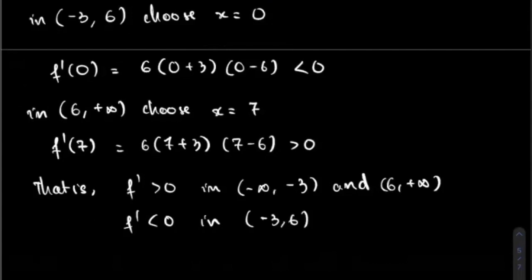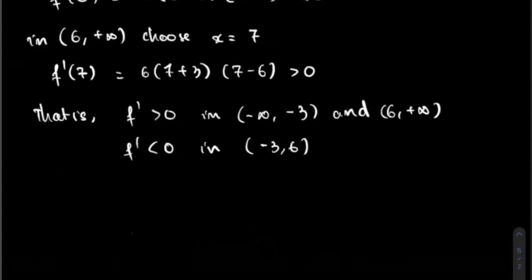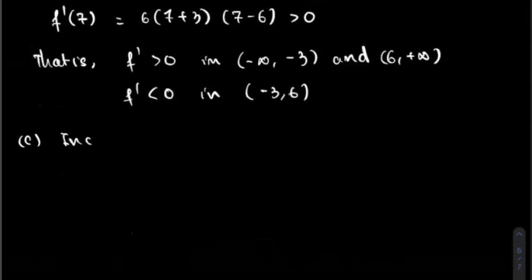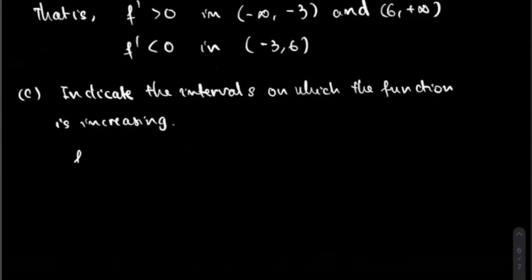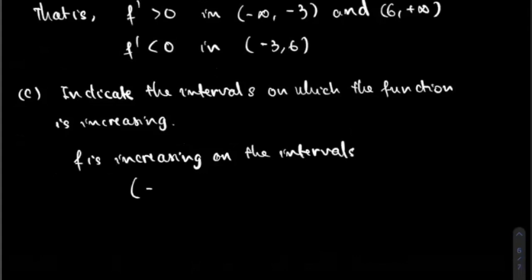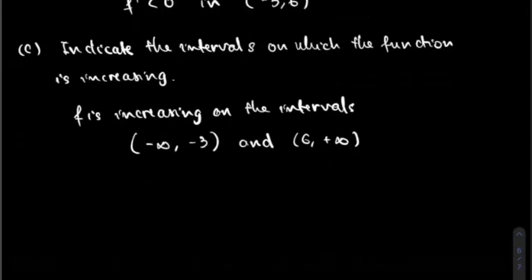So let's move on to the next part of the example. I would like you to indicate the interval on which the function is increasing. The function is increasing when f prime is positive. When f prime is greater than 0, f is increasing on the interval -infinity to -3, and from 6 to positive infinity.